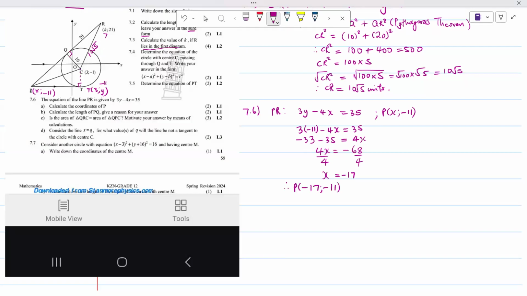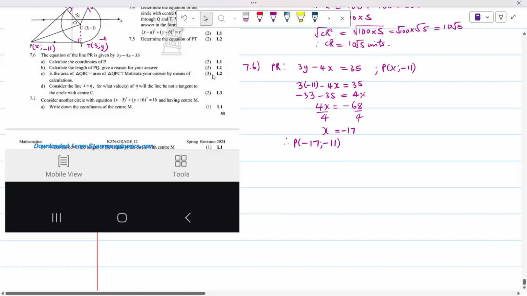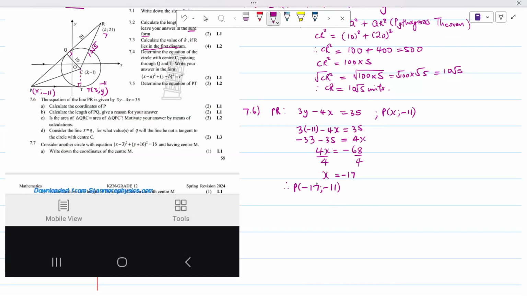Let's continue with the problem. So this now will become negative 17. I have the coordinates here, I'll just write them here. P is going to be negative 17 and negative 11, mathematicians. That's how we do that one. Right, then this is 7.6a.